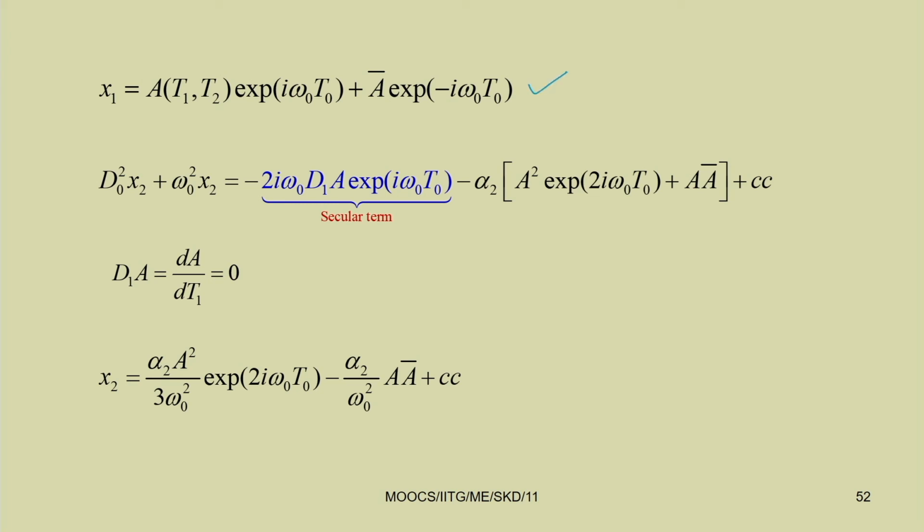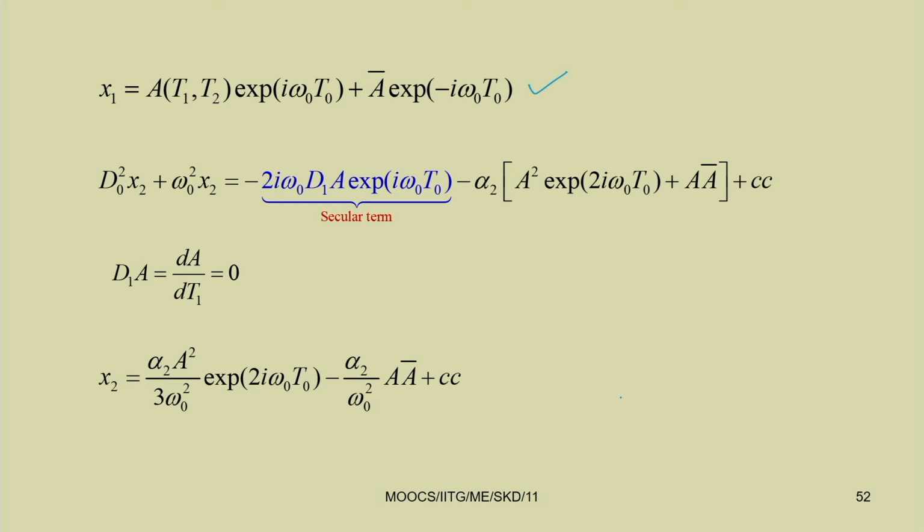So, by taking this way, we can now find the solution of the first equation in this form, that is x1 equal to a(t1, t2). So, a is a constant with respect to t0. So, that is why a is written as a(t1, t2), e to the power i omega0 t0 plus a bar e to the power minus i omega0 t0, where a bar is the complex conjugate of a.